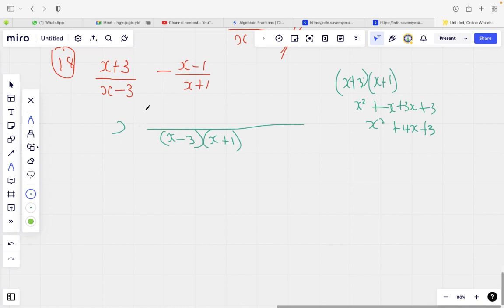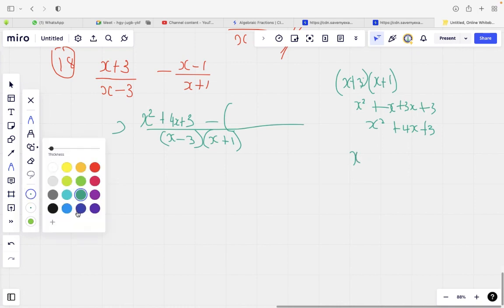Okay, so that's the first thing we write here. We write x squared plus 4x plus 3. Remember, there's a minus here. Then we open a bracket. Whatever we get here, now we want to expand by multiplying x minus 3 by x minus 1. So the second expansion is, let's use a different color for that. X minus 3 plus x minus 1.